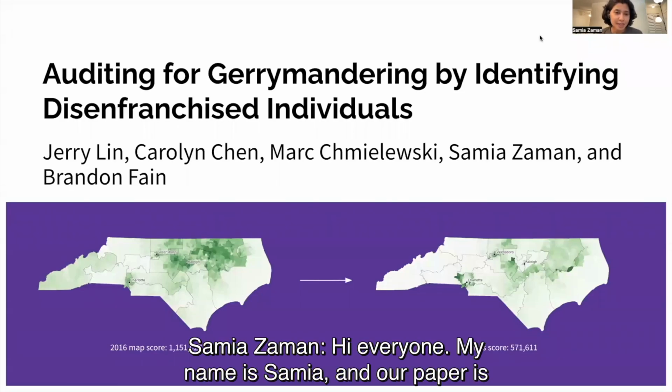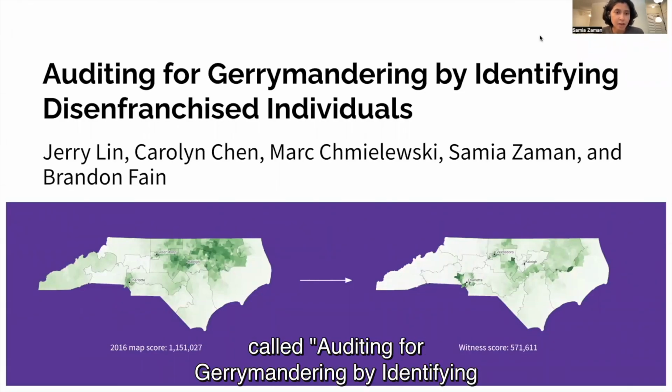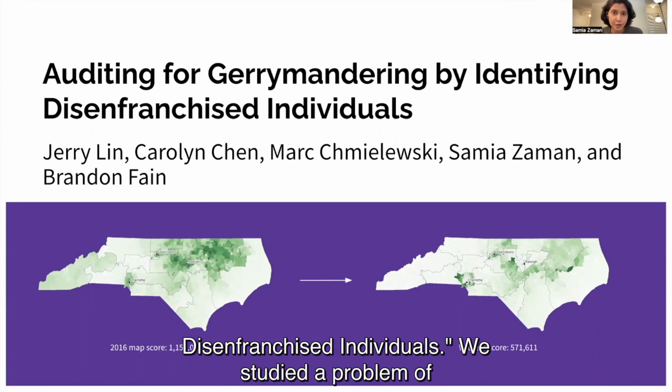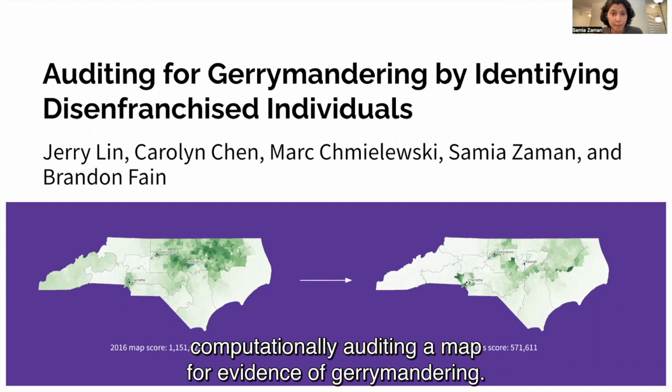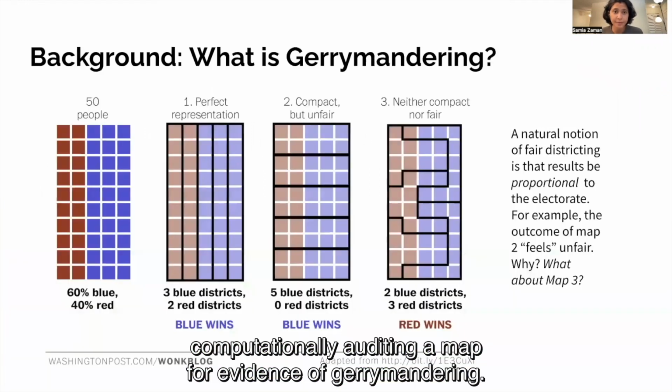Hi everyone, my name is Samia, and our paper is called Auditing for Gerrymandering by Identifying Disenfranchised Individuals. We study the problem of computationally auditing a map for evidence of gerrymandering.